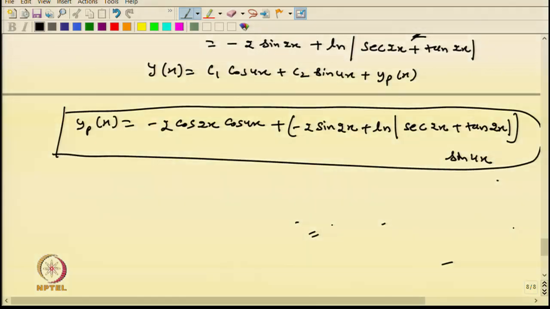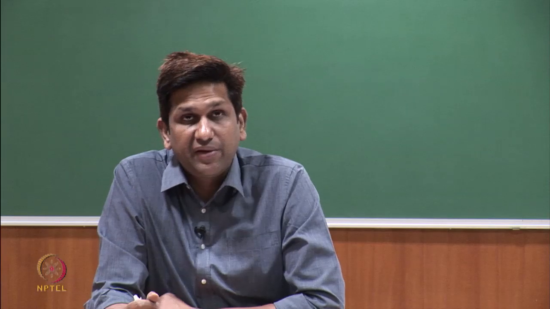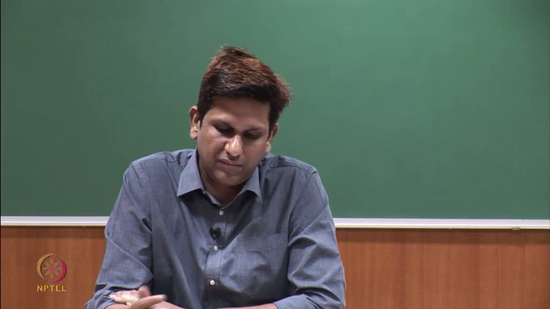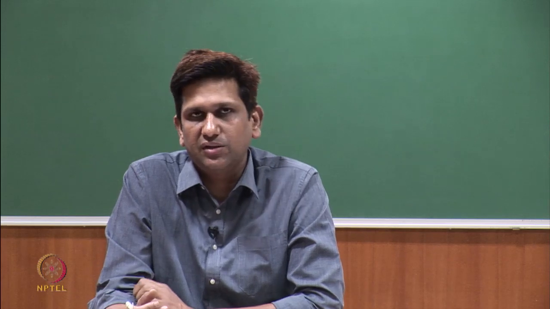So, this is the solution of a second order linear differential equation whose right hand side is a secant function, which is not of the form of case 1, case 2 and case 3 we have solved. So, this is the way we can find the solution for any general function f(x).